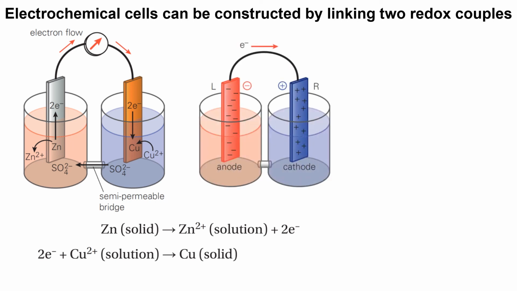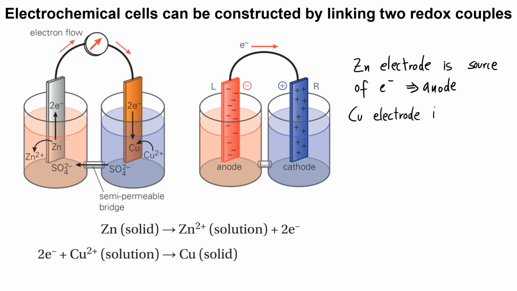So generally, the way this is always drawn is that you have the so-called anode, which is the negatively charged electrode, on the left. So in the zinc and copper example, the zinc electrode is the source of the electrons, and therefore we call that one the anode. Here is where the electrons come from, and this anode is drawn always on the left. It is the negatively charged electrode. The copper electrode on the right is the positively charged electrode. We call that the cathode.